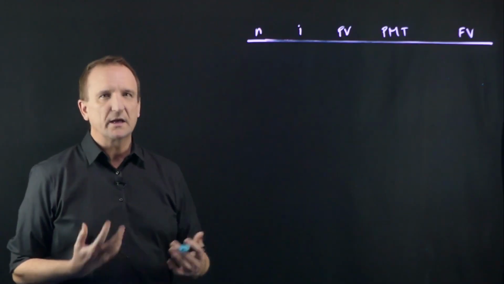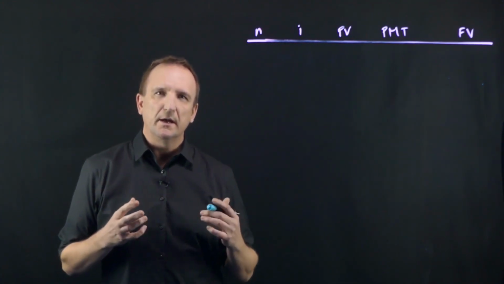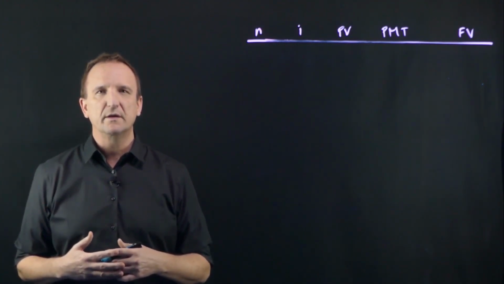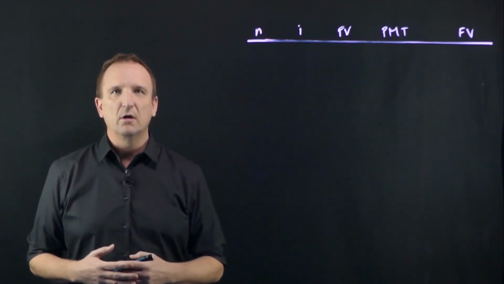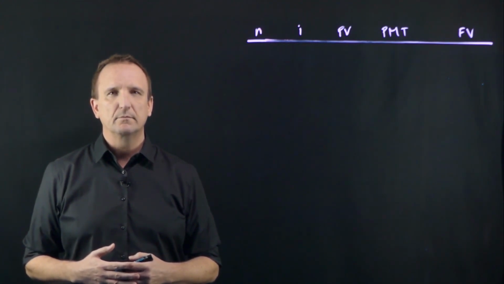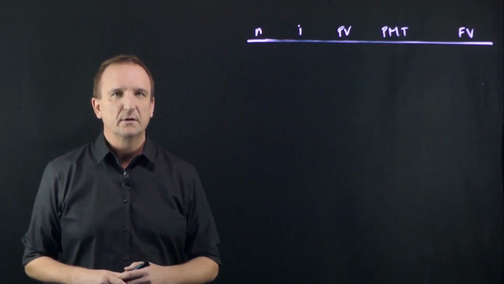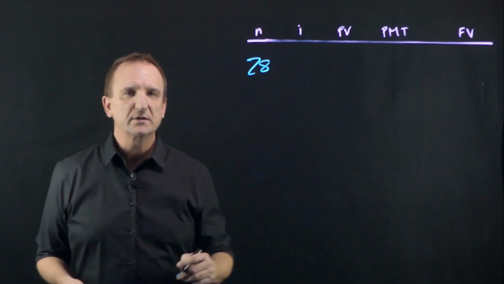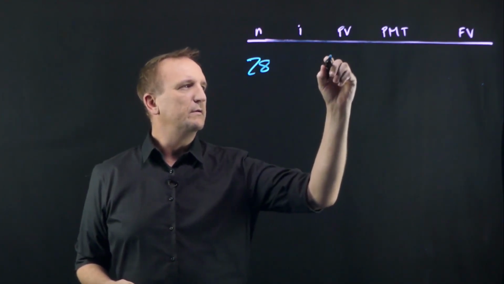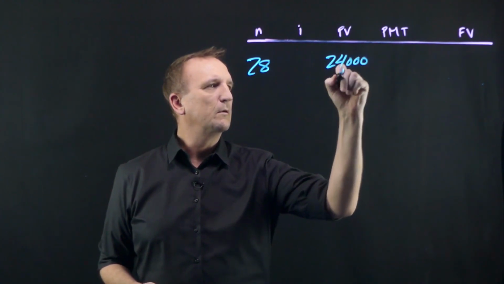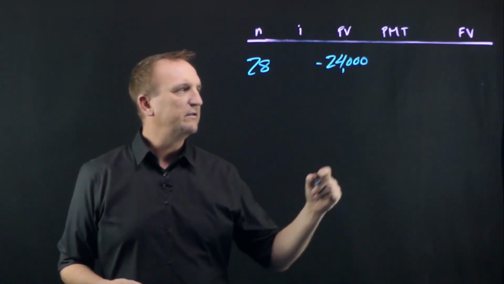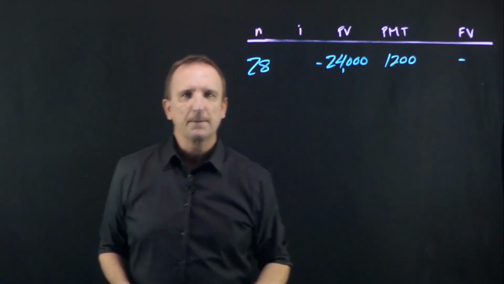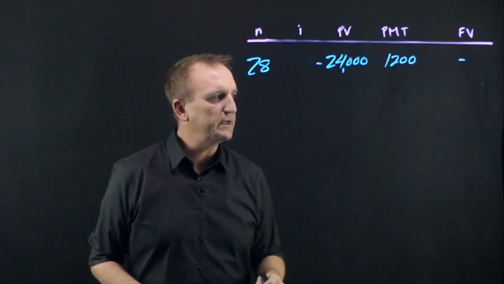Problem 17 is exactly what we just talked about in problem 16, which is a monthly compounding scenario where we want to determine the effective annual rate, or the IRR, put in annual terms. In this case, we have an investment that is 28 months long, and we pay $24,000 for it. Remember, that's negative because it's cash out of pocket. The investment returns $1,200 every month for 28 months. There's no mention of any future value cash flow at the end.